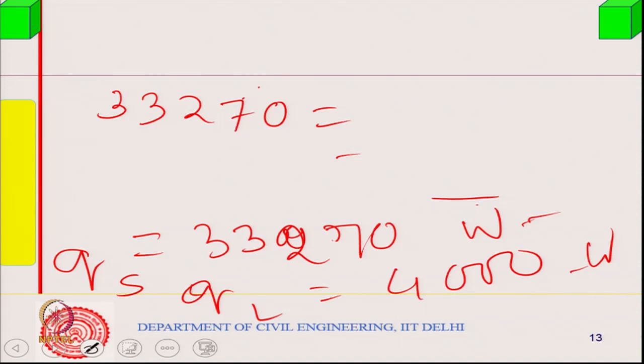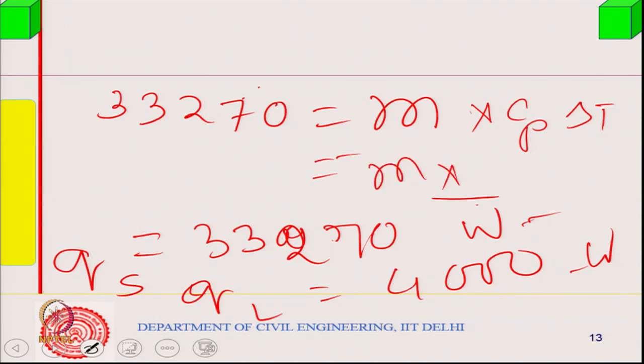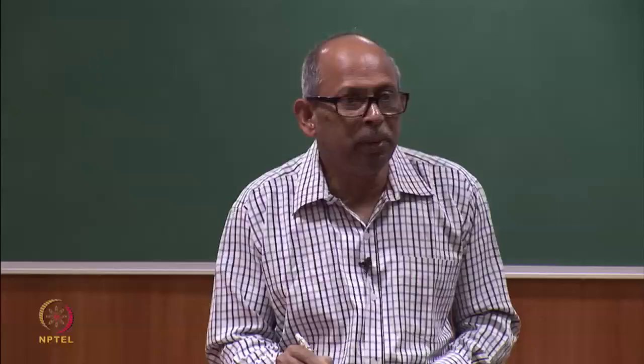33,270 must be equal to the combined mass flow rate, fresh air and recirculated air, because finally that is the total air, multiplied by Cp into delta T. We have decided that we will keep delta T at 10, and Cp is 1010. So, you can now find out what m is, 3.3 kg per second.